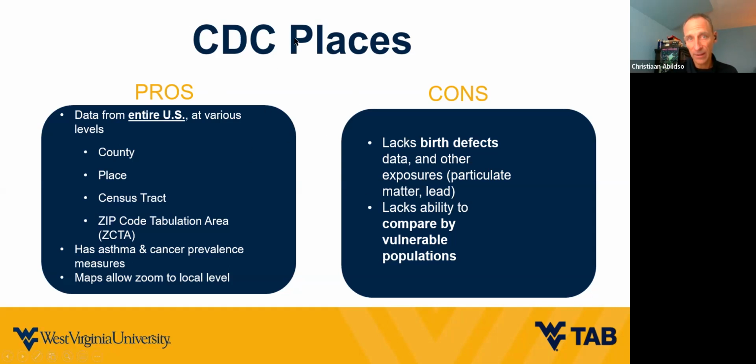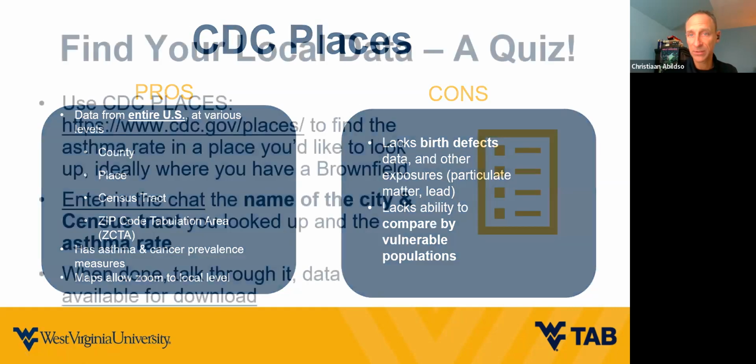The other thing Places does not allow, obviously it's not as user-friendly to do the mapping, but you can download the data and play with it if you have that capability. And it lacks the kind of cross-measure comparison. So that's one place where you might need to map kind of your vulnerable population somewhere else in a different way.